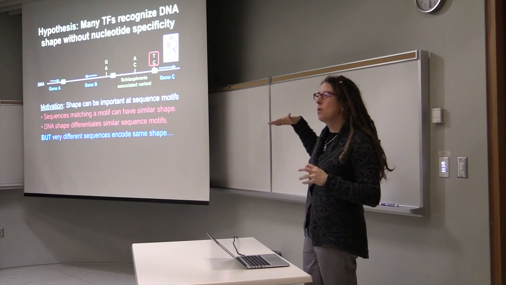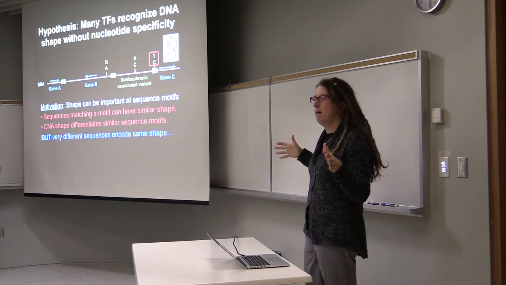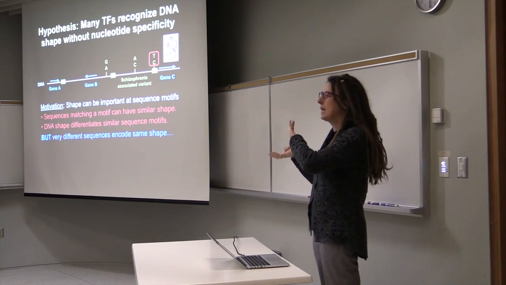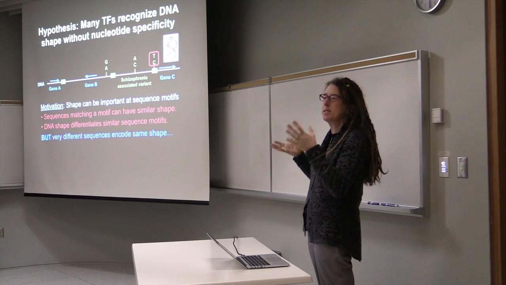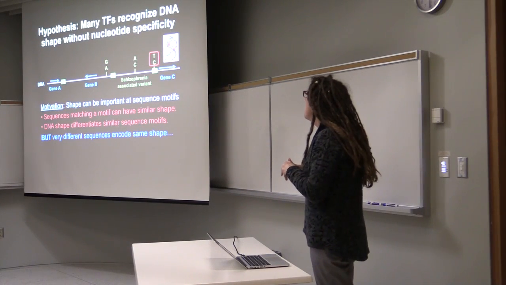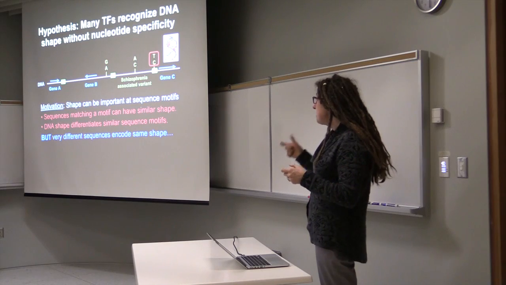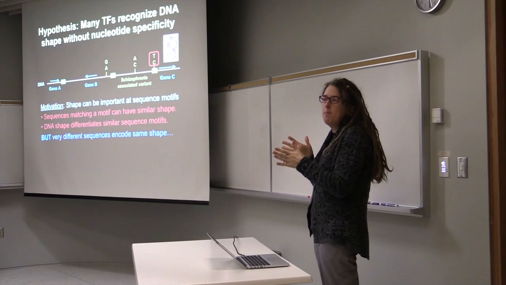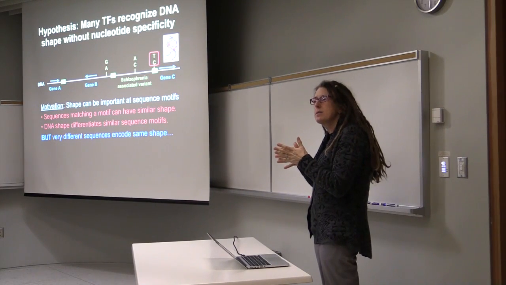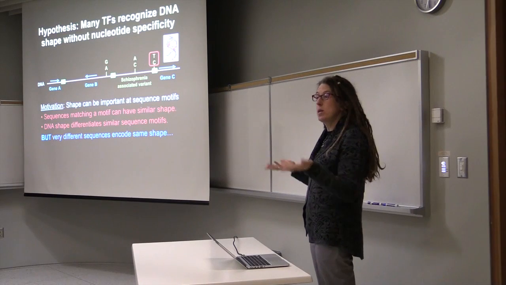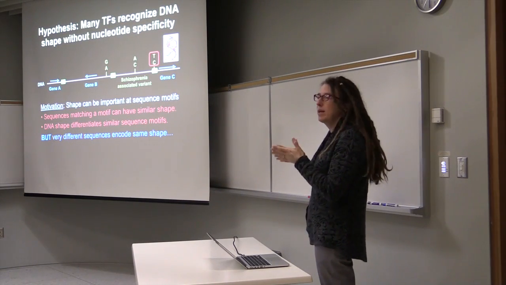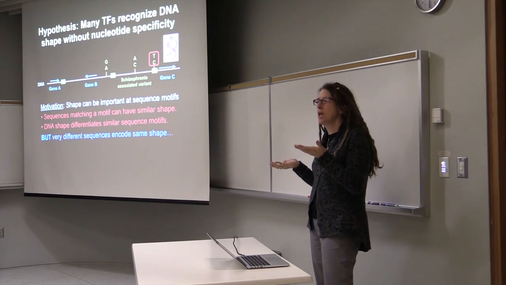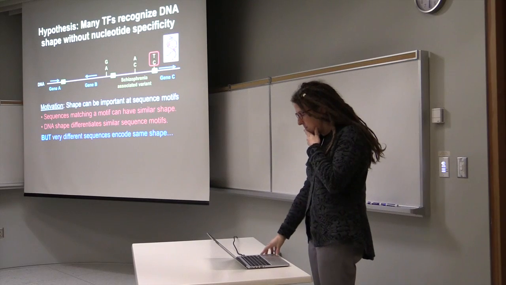But none of this prior work had thought about shape independent of the nucleotide sequence. These other works were looking at sequence and thinking of shape as adding some specificity or additional information. But very different sequences can encode the same shape. So for example, a very small minor groove width can be encoded by very different nucleotide sequences. So it occurred to us that you could have shape recognition without a consistent sequence underlying those conserved shapes. That's how we came to this hypothesis.